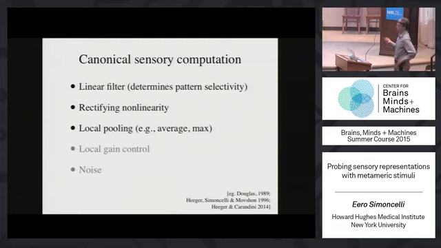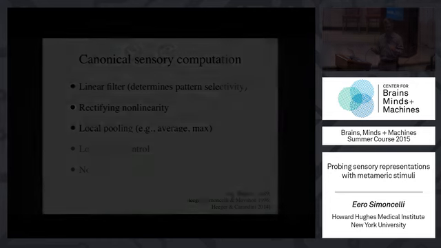Linear filtering that determines pattern selectivity, some sort of rectifying nonlinearity, some sort of pooling, and we usually also include some sort of local gain control, which seems to be ubiquitous throughout the visual system and the auditory system at every stage, and noise as well. And we're currently in my lab working on lots of models that are trying to incorporate all of these things in stacked networks, small numbers of layers, not deep, shallow networks for us, in order to try to understand their implications for perception and physiology.